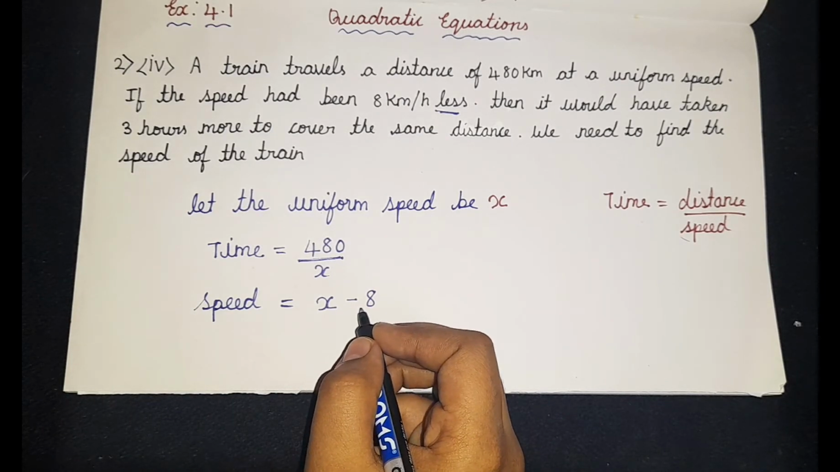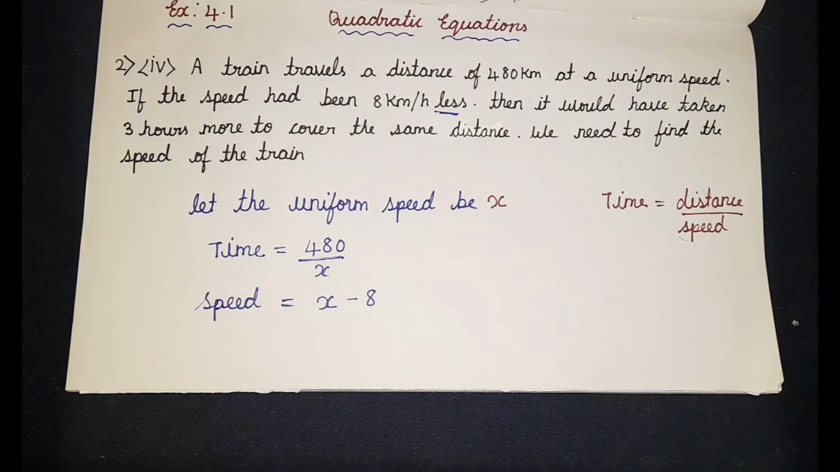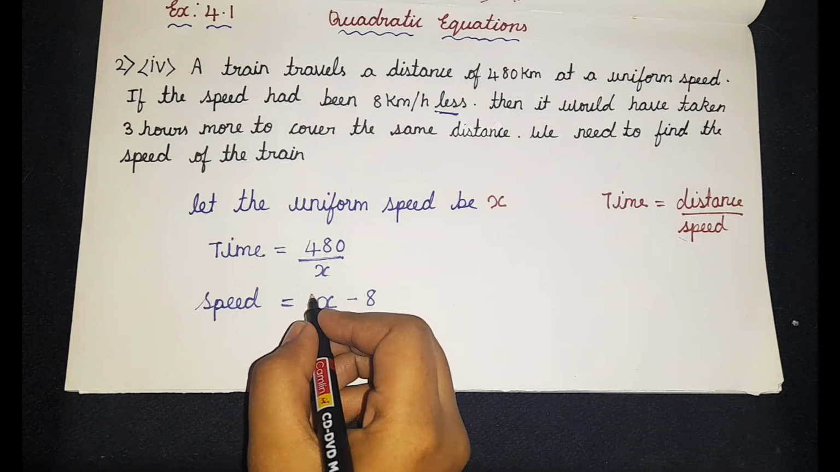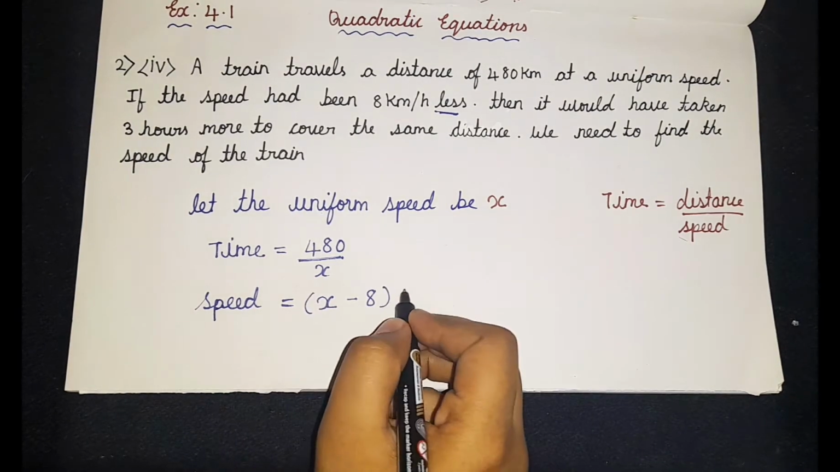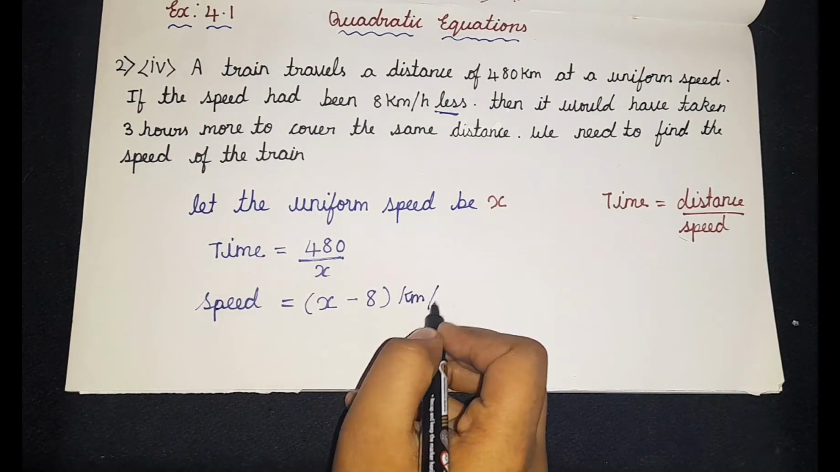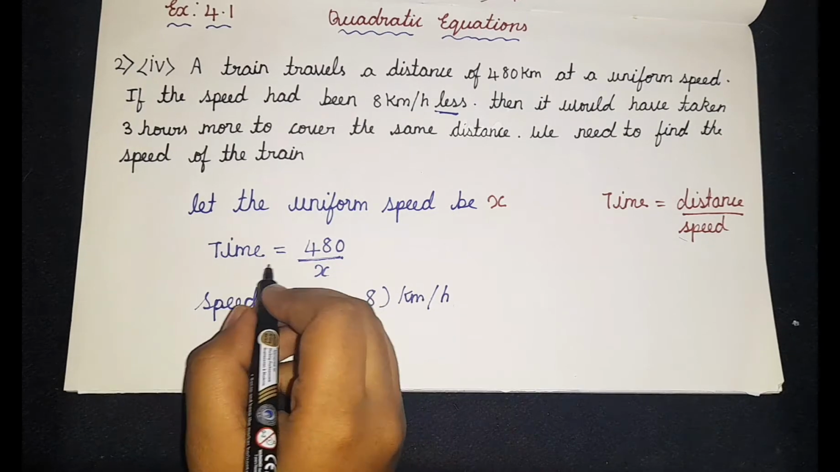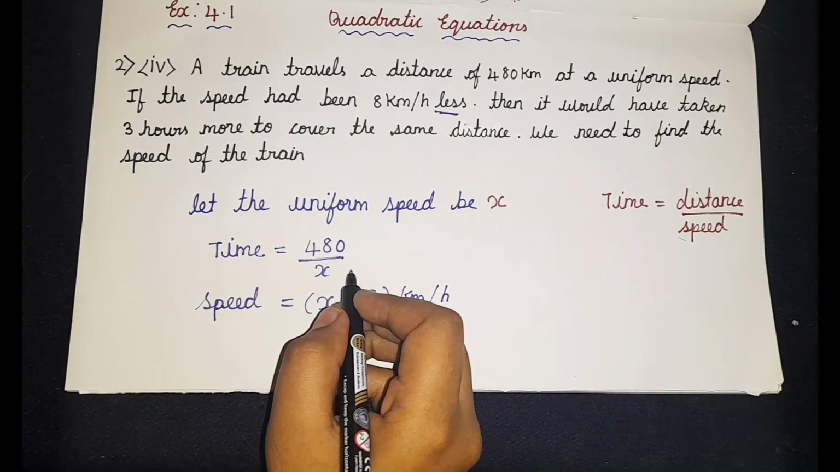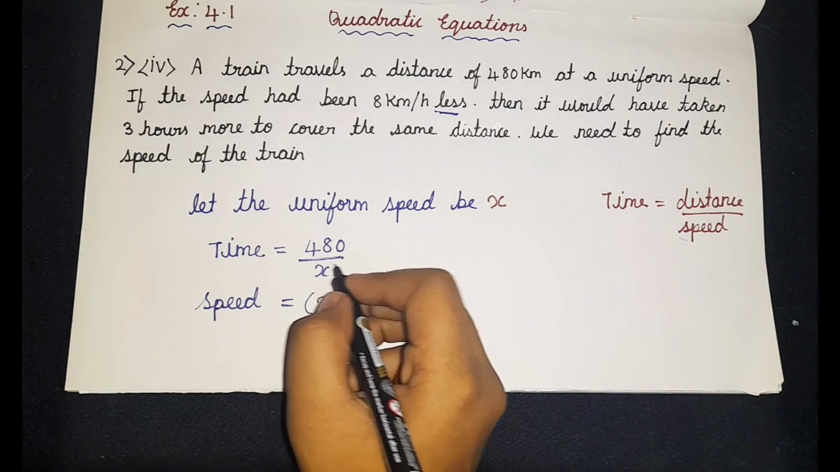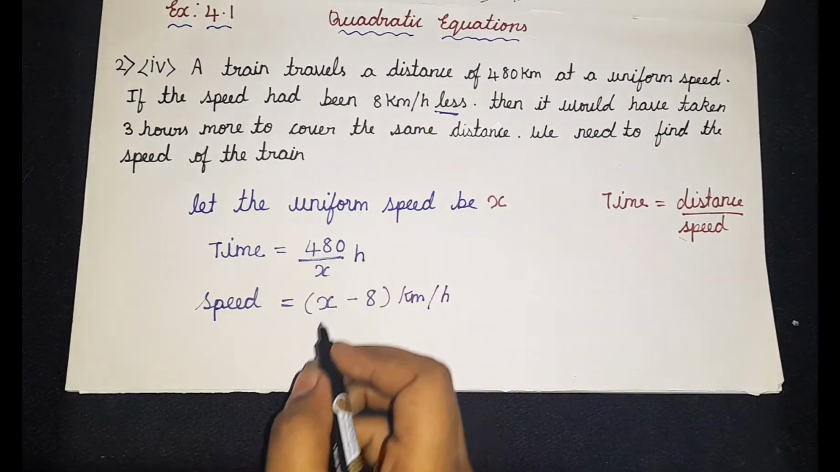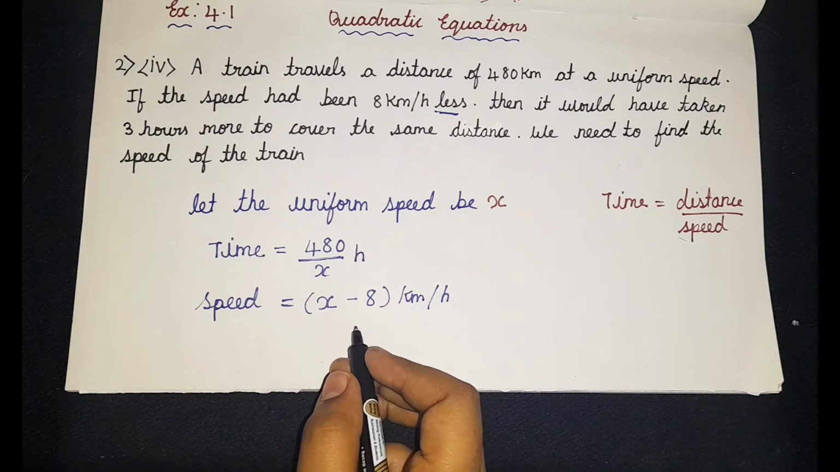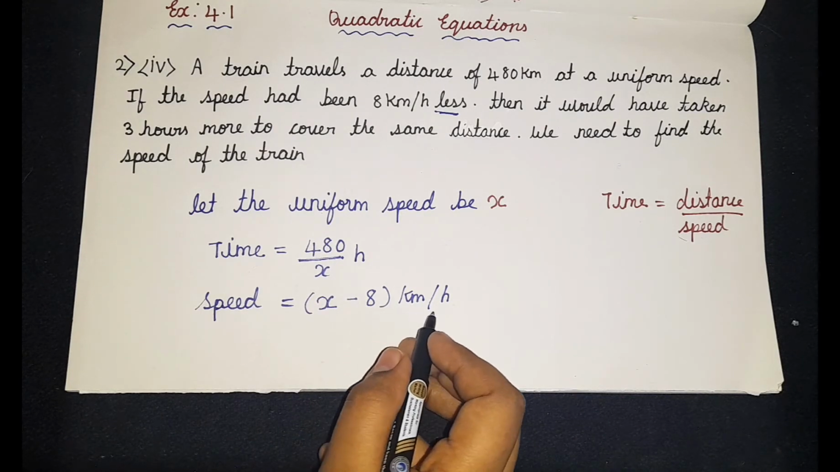Okay. So as you guys know we got x minus 8. Okay. So x minus 8, and then we can just write kilometer per hour, that is important. Okay. We shall write bracket kilometer per hour. Okay. So here also we just found the time, am I right? So we just found the time. So it is 480 divided by x hour. Okay. Since it is time we just wrote hour. Okay. So now we got speed is equal to x minus 8 kilometer per hour.